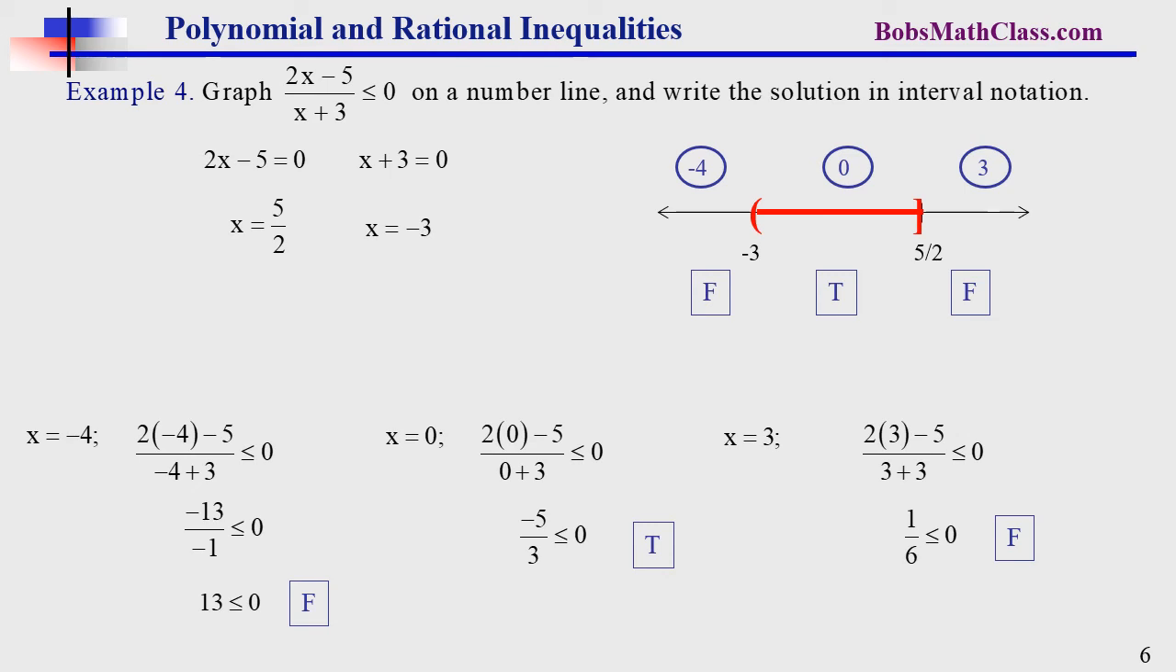And then don't forget, it says brackets because it's less than or equal to 0. So we want to use brackets. However, the critical value from the denominator has to be parentheses. Which number came from the denominator? Right, the -3. So the -3 must be parentheses. If you write brackets for your answer, it's going to be marked off. So it has to be parentheses, -3, comma, 5 halves, bracket.